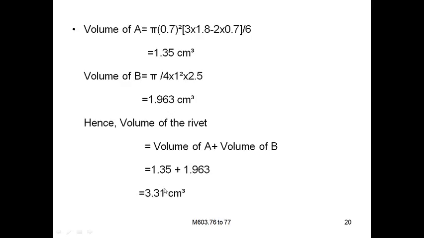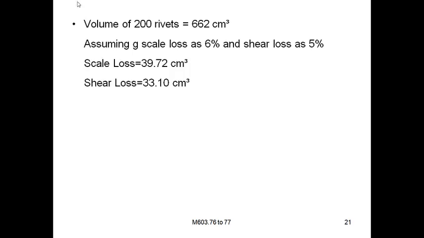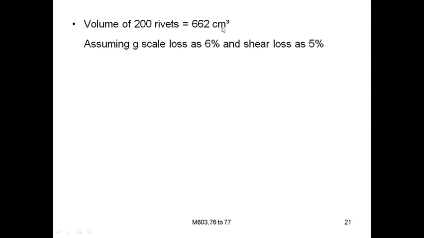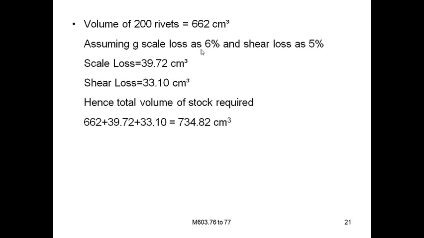This volume corresponds to only one object. This 3.31 corresponds to only one object. But in our problem, he has asked to calculate the volume of 200 rivets, or the cost of the 200 rivets. So now you multiply the previous value 3.31 with 200, you will get 6.62.